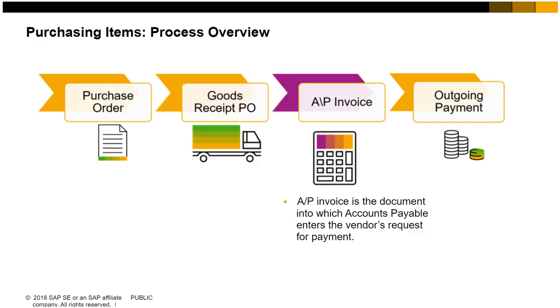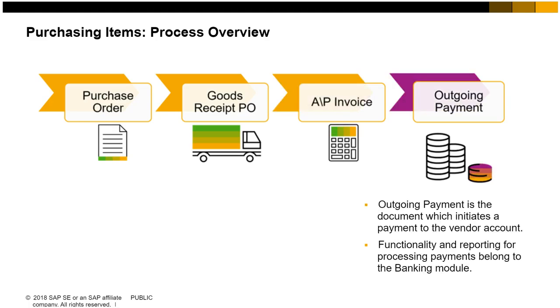The AP invoice is the document into which your accounts payable department enters the vendor's invoice information to request a payment be made to the vendor. The outgoing payment is the document which initiates a payment to the vendor account. There are, generally speaking, four ways of sending outgoing payments: cash, checks, credit cards, and bank transfers. There are also some additional country-specific payment methods. In SAP Business One, the functionality and reporting associated with processing payments are accessed through the banking module.